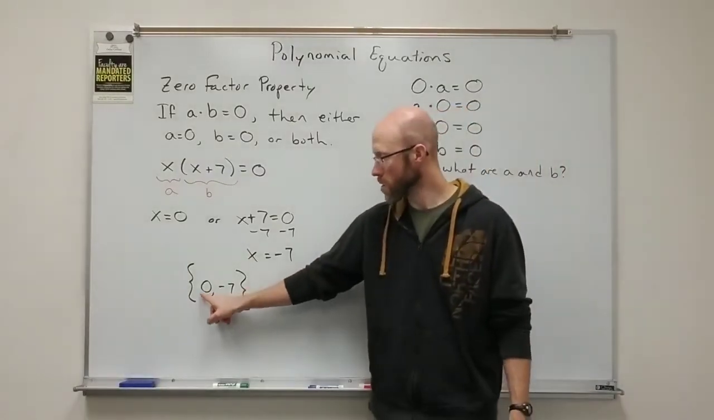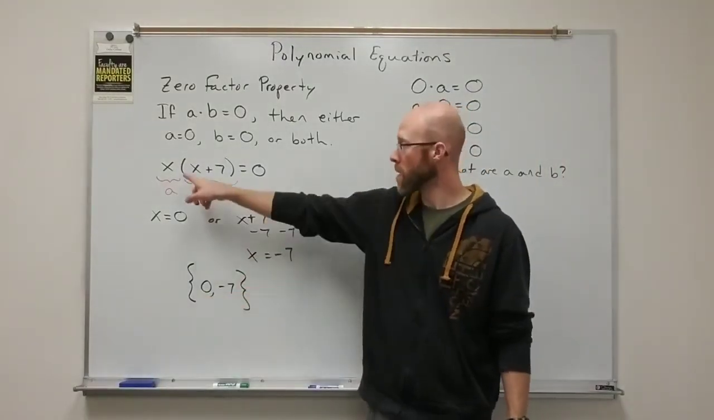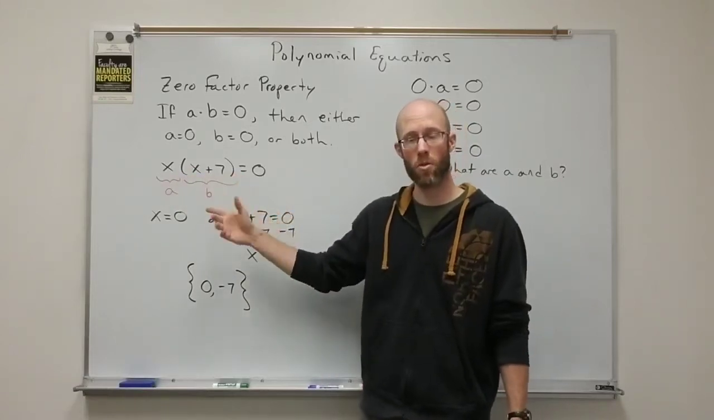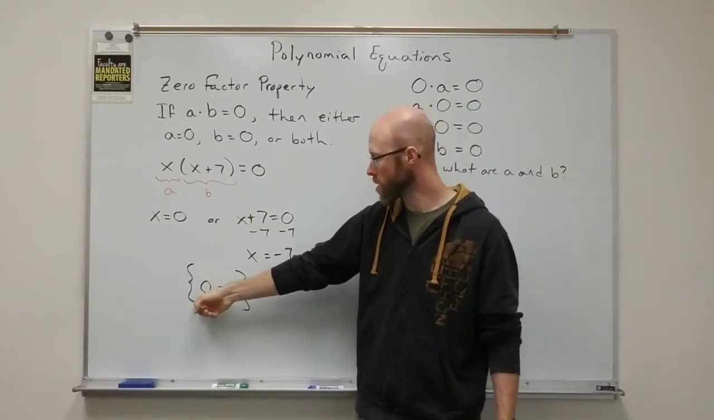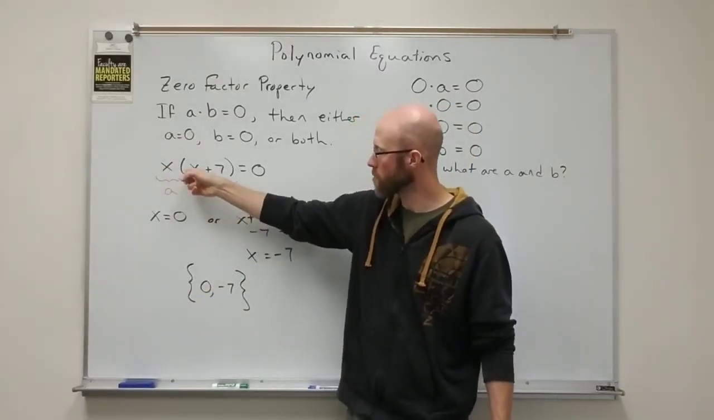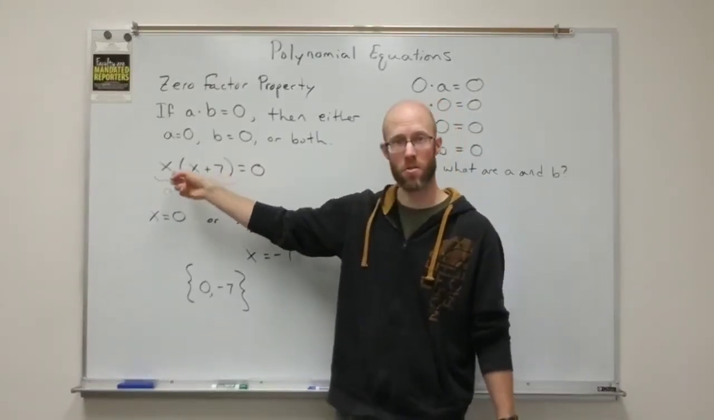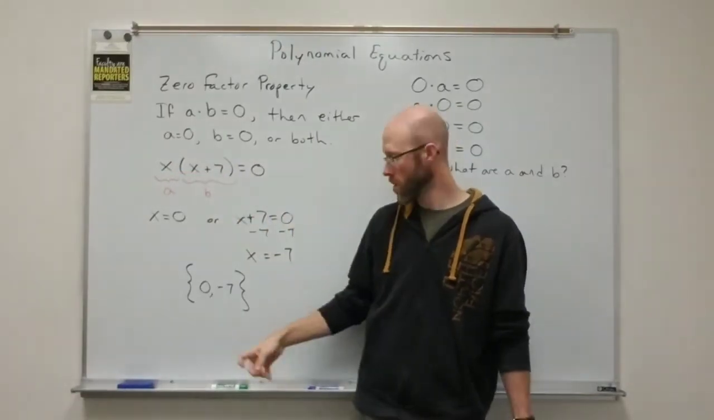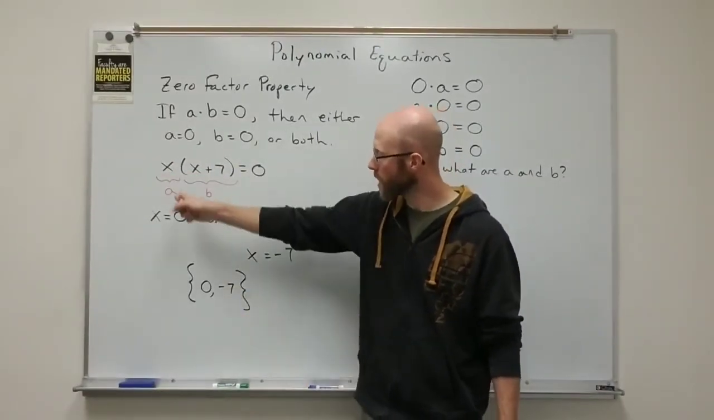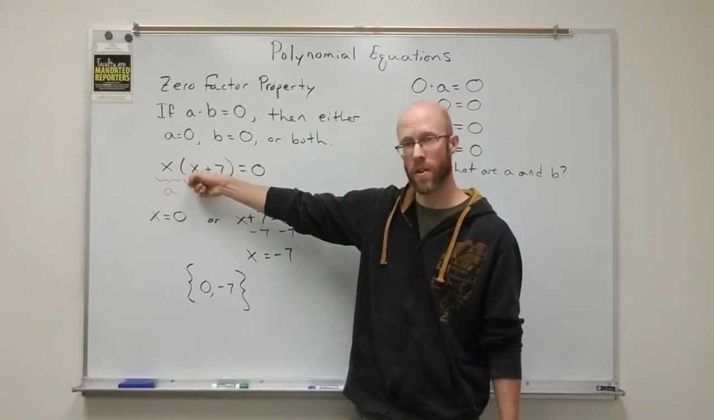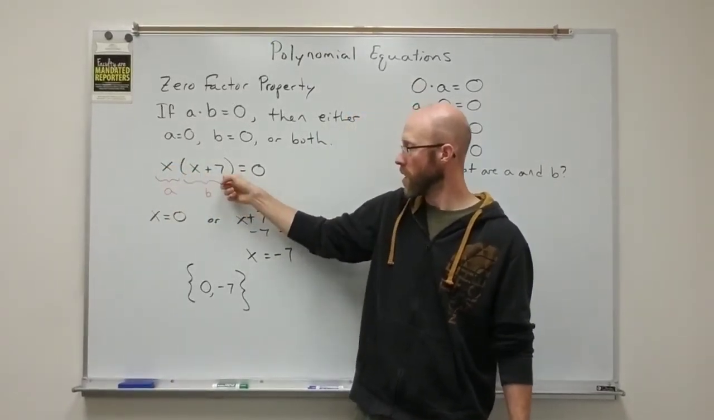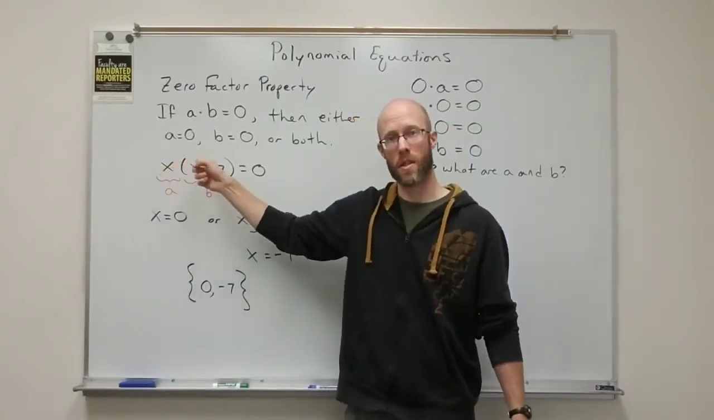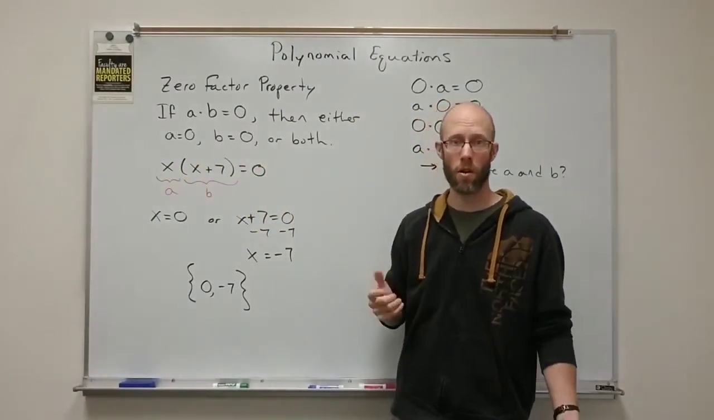And if you were to plug this 0 or this negative 7 back into the original equation, you'll get an output of 0 on each side, right? So if I plugged in 0, I get 0 times 0 plus 7 is 7, so 0 times 7 is 0, that works. If I plug in negative 7, then I get negative 7 here and negative 7 here. This negative 7 would simplify to 0. Negative 7 times 0 equals 0, and so that works, okay?